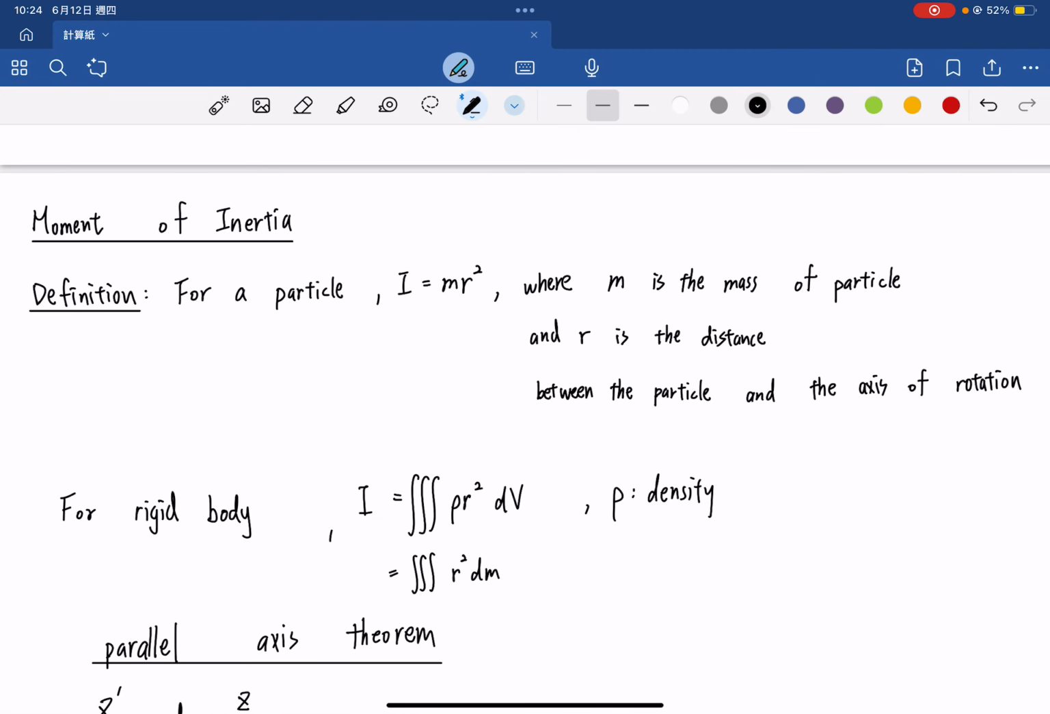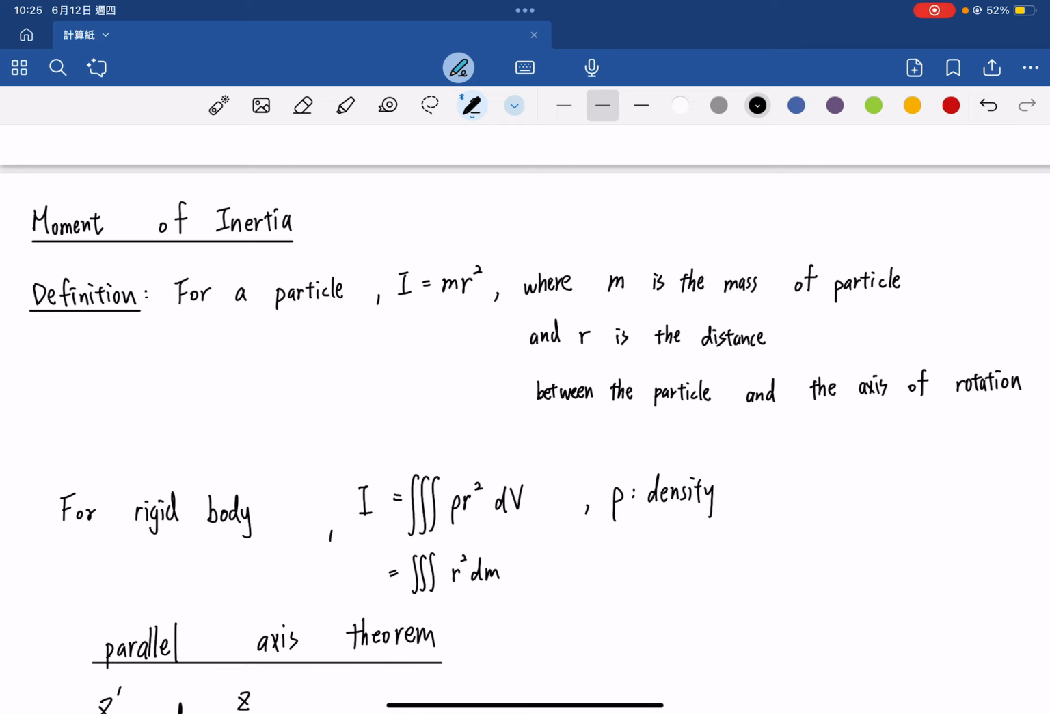Today I want to talk about the moment of inertia. The definition of the moment of inertia for a particle is the mass multiplied by the square of the distance between the particle and the axis of rotation.